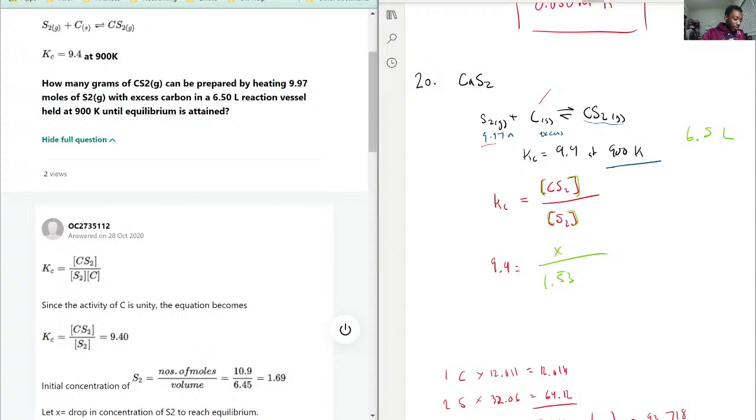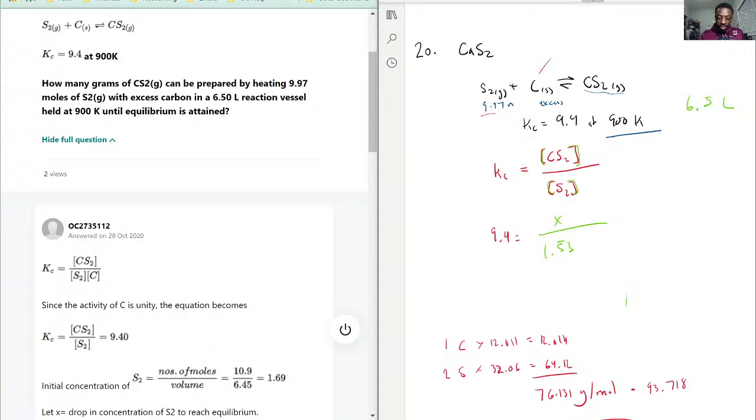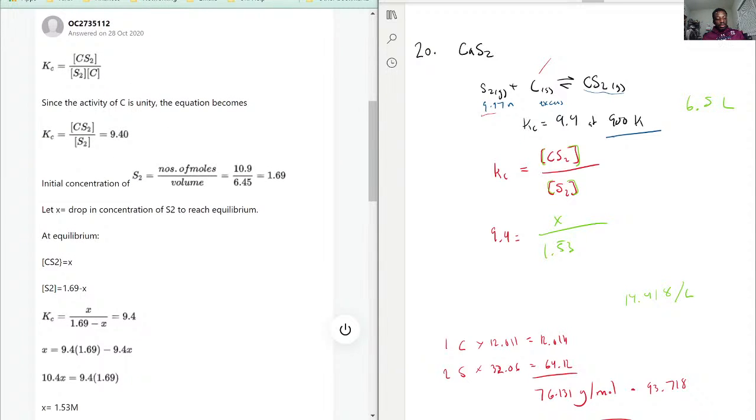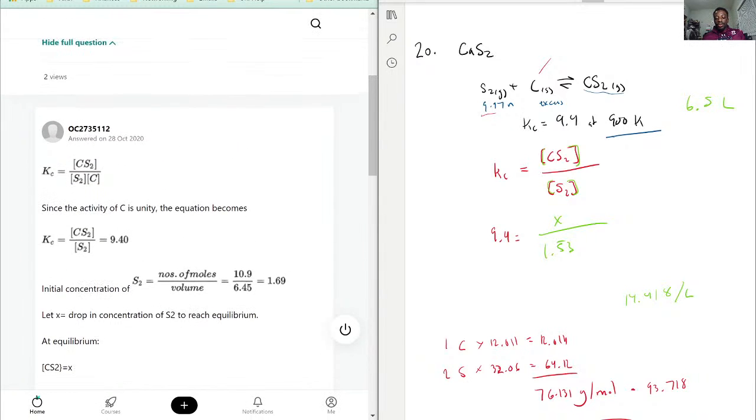So 9.4 times... we might be getting the same answer though, because 1.53 is now the concentration. The concentration of this is going to be 14.418 per liter, but then we still have 6.5 liters, which gets us back to our original amount of moles. Okay. This is 1.69. Oh, to reach this, we did not do the ICE table.